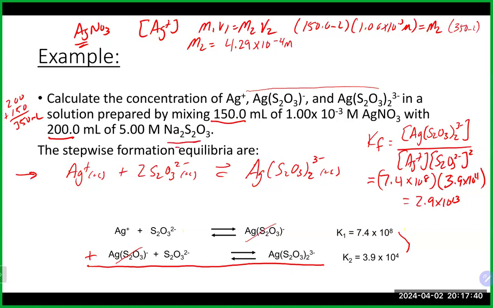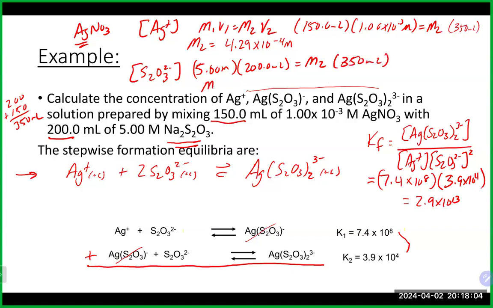This guy right here is going to be our source of the S2O3 2 minus. So to do that, we're going to do a similar calculation. Again, M1 in this case is going to be 5 molar, V1 is going to be 200 milliliters, M2 is what we're looking for, and we have the same 350 total volume here. Our M2, which will be our concentration of our S2O3, will be 2.86 molar here. Any questions on either of those calculations?